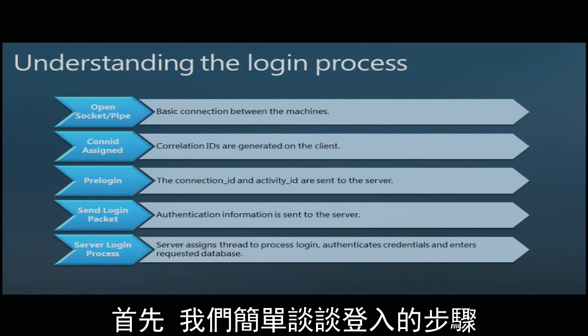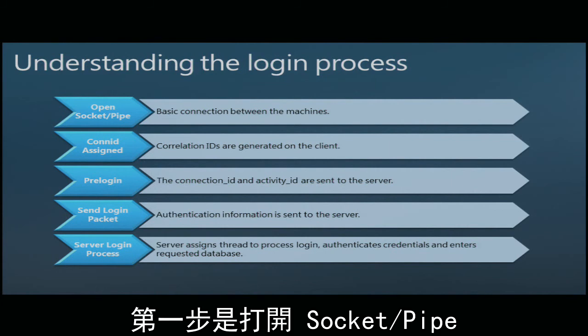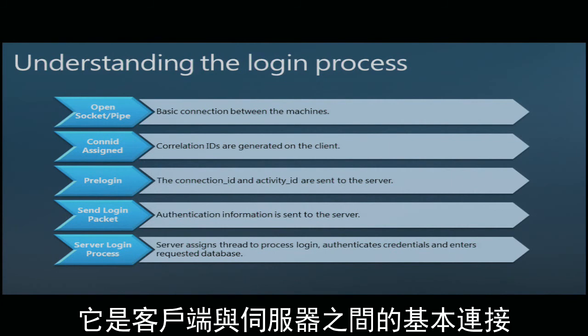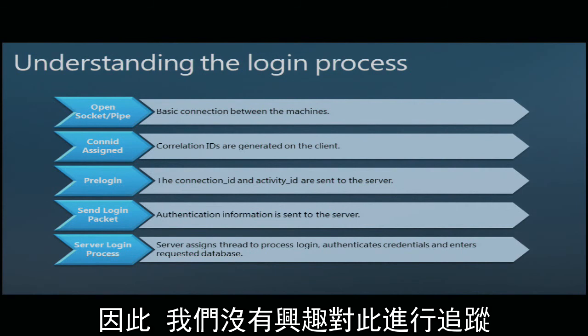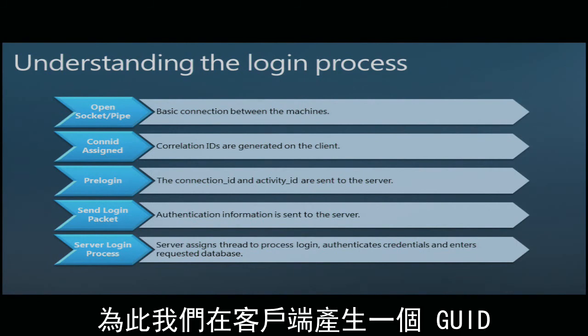So first I want to talk about the login process a little bit and just go through the steps of what goes on here and how these IDs come into play. The first thing we see is we open that socket and pipe, which is just the basic connection between the client and the server machine, so there's nothing interesting for us to trace there. The next thing that happens during login is that the connection ID is assigned at the client. So we generate this GUID at the client side.